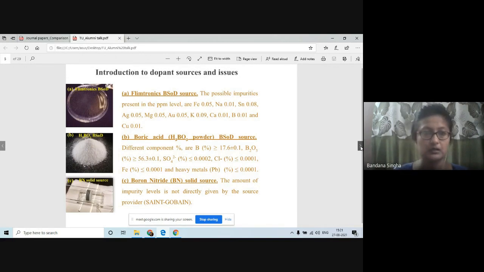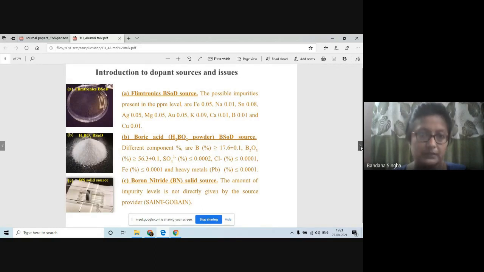For the experimental work to be carried out, we used three dopant sources. Two of them are spin-on dopant sources, and the other is the boron nitride solid source. And of these two spin-on dopants, one is a commercially available spin-on dopant source from Filmtronics.